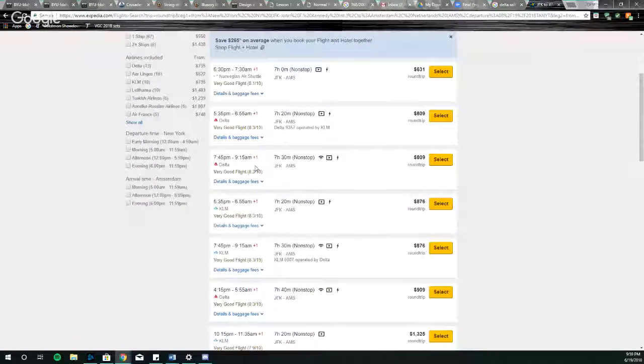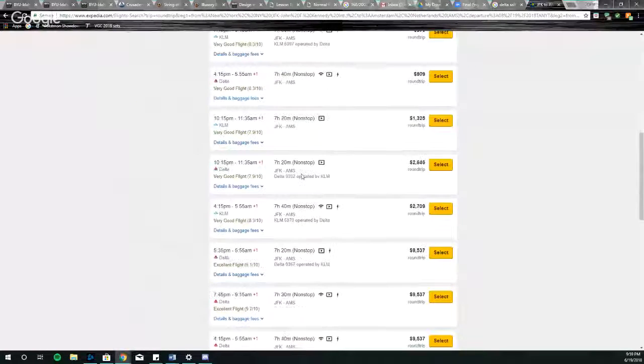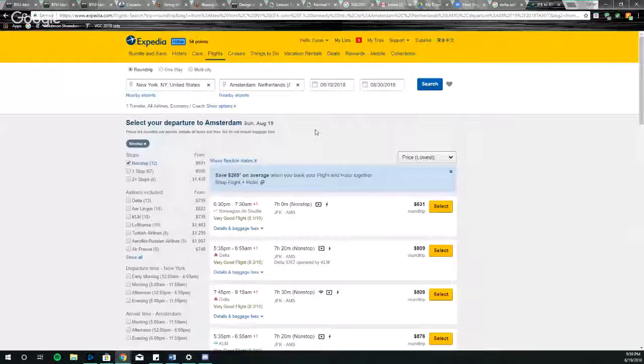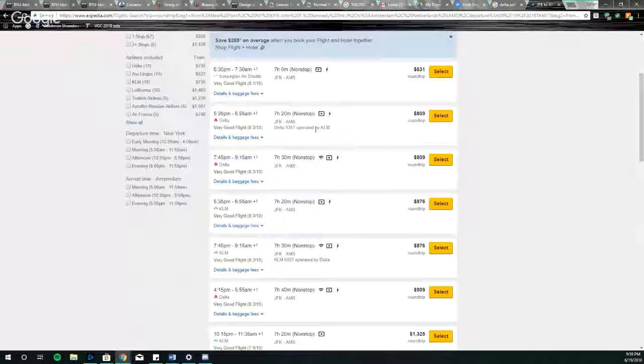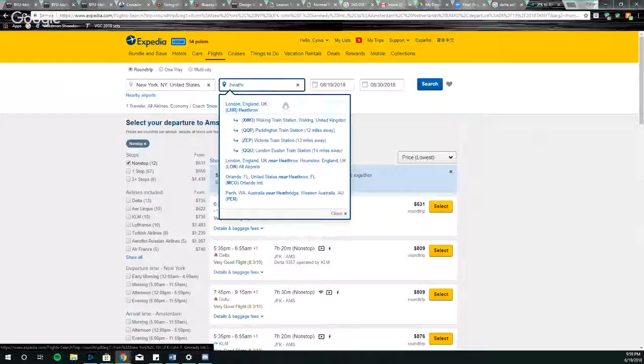Yeah, that's 12 flights. Doesn't mean 12 airlines, right? Yeah, no, it looks like KLM and Delta, three airlines. What if we choose a more... Amsterdam is a pretty big airport. I mean, if we choose New York to Heathrow, for sure there's going to be a lot more, because Heathrow is like the biggest airport in Europe.